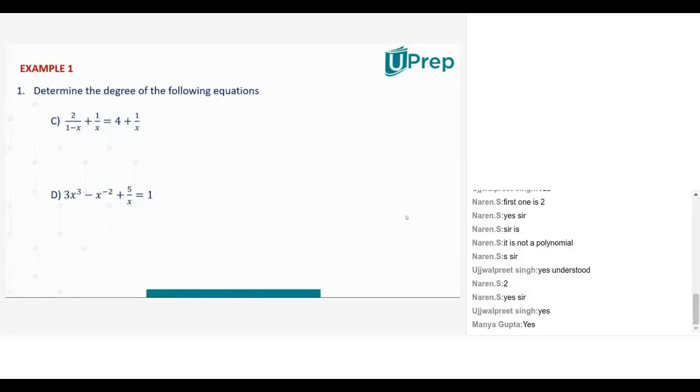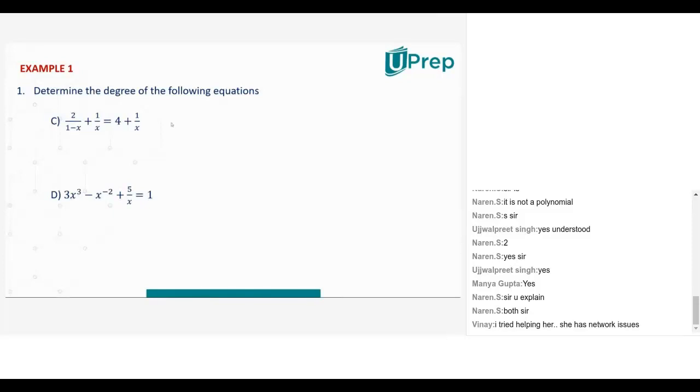Determine the degree of the following equations. Narayan wants me to do one more problem. Okay. Which one should I do, Narayan? C or D?